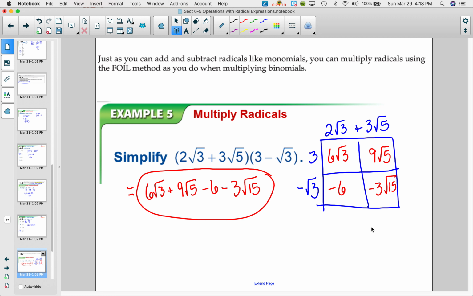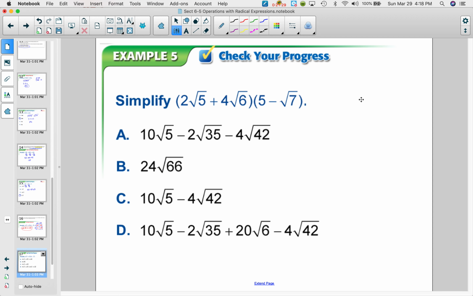So remember, you can also FOIL, but the hardest part on this probably is remembering what can get multiplied together. So whole numbers with other whole numbers, the radical part with other radical parts, and just kind of keeping that straight, paying attention to plus and minus signs. So you can go ahead and try that one.